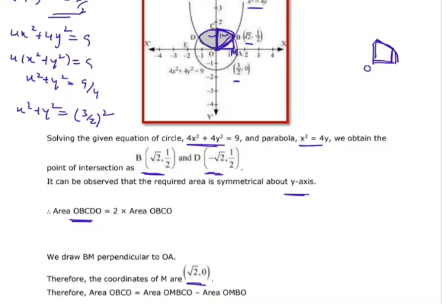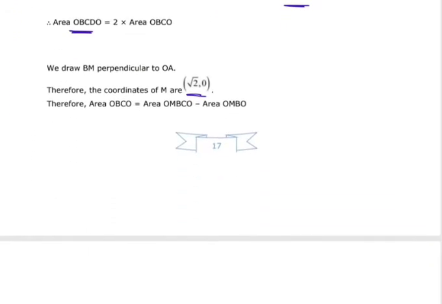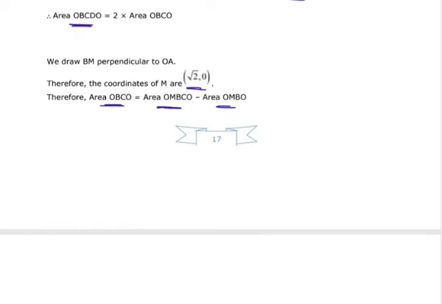So this is the circle. The area OBCO equals the area OMBCO minus the area OMBO. This whole term minus this term, right? So what we get here? Therefore, the area OBCO equals area OMBCO minus area OMBO, right?